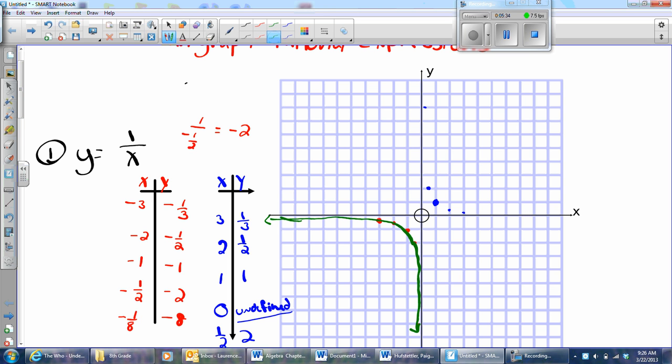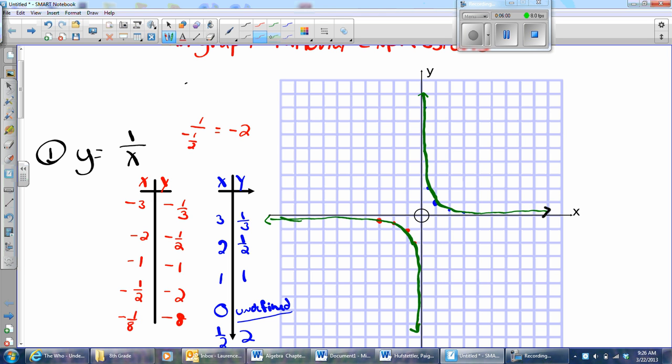And so this part of the graph, I should say, is going to do something like this. And then it's going to come down and hug the x-axis. It's never going to touch. And there's actually 2 asymptotes. Remember we talked about asymptotes? It's been a little while, but there's 2 asymptotes.